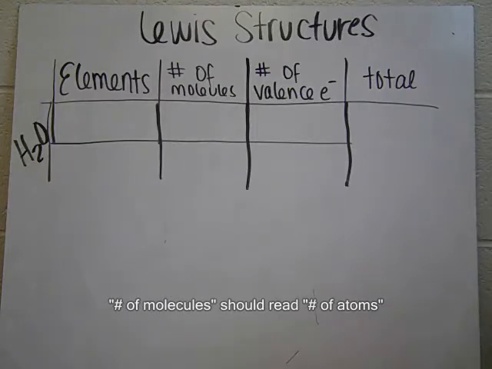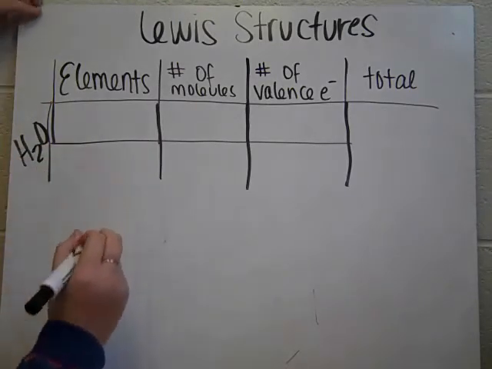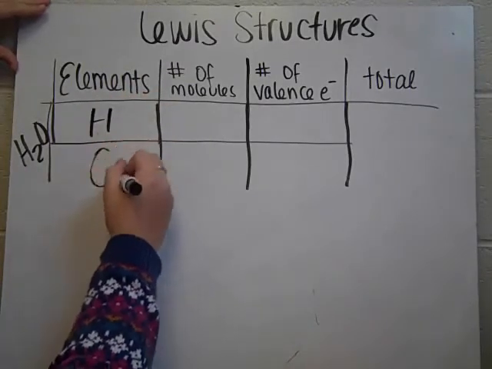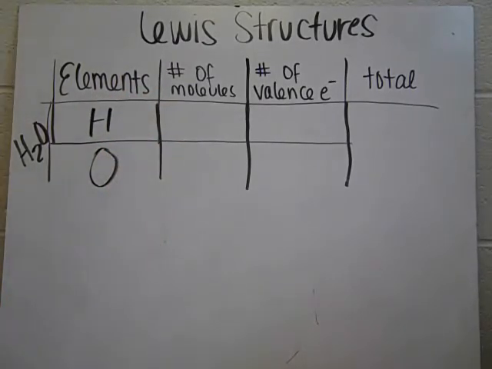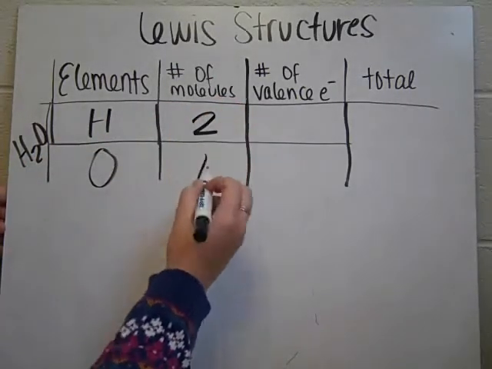So, the first step to doing a Lewis structure, we're going to do an example with H2O today. The first thing you do is figure out how many valence electrons you have, and filling out the chart is how you can figure it out. So in H2O, we have the elements H, which is hydrogen, and oxygen. The number of atoms in H2O: H obviously has 2, and oxygen has 1.